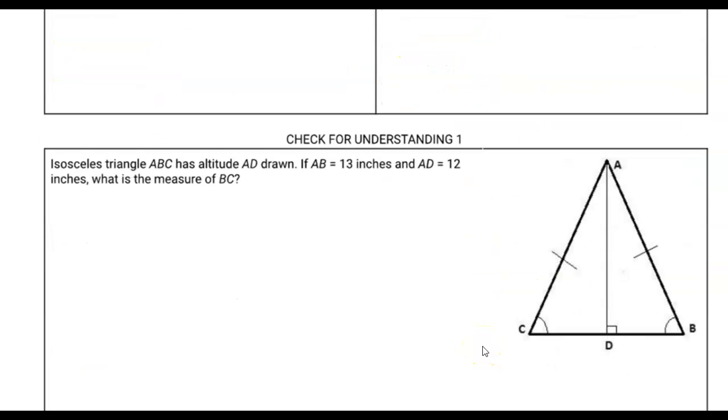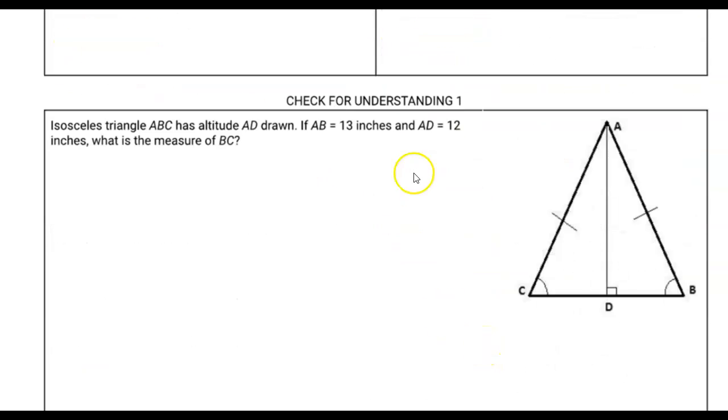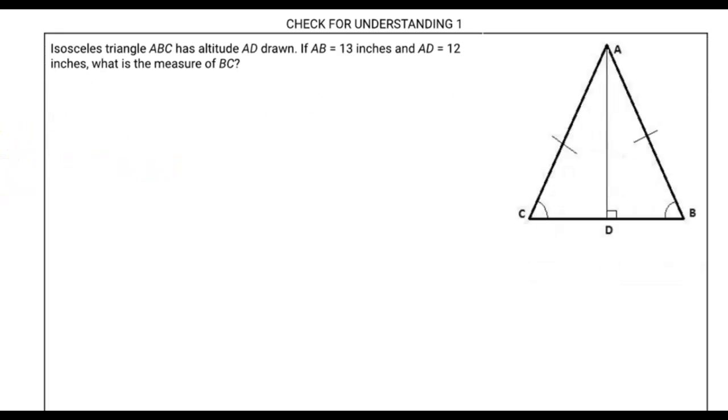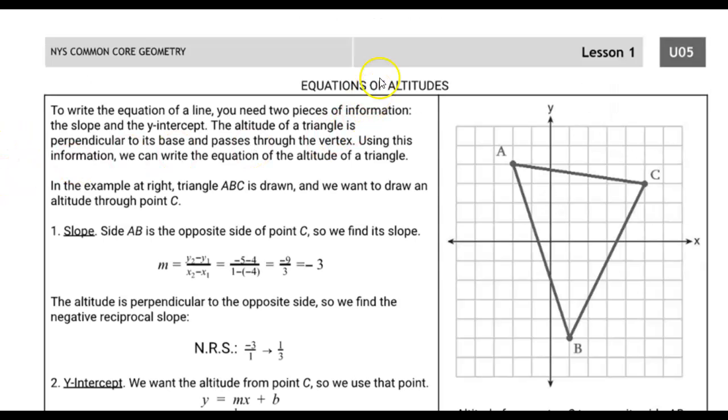The next problem that you're going to do in class is the check for understanding, but I want to skip over that because I have one more thing to show you today, and that is how to write the equation of an altitude. In order to write the equation of any line, y equals mx plus b, you need 2 pieces of information. You need the slope and you need the y-intercept. When you're trying to draw the altitude of a triangle, you know that the altitude of a triangle is perpendicular to its base. Perpendicular has to do with slopes.